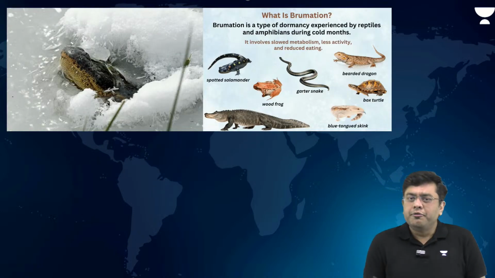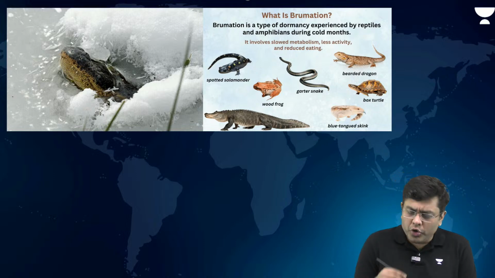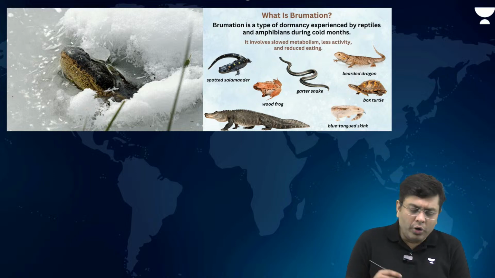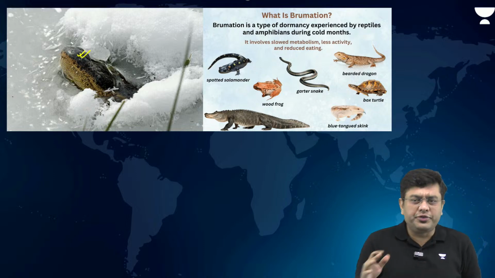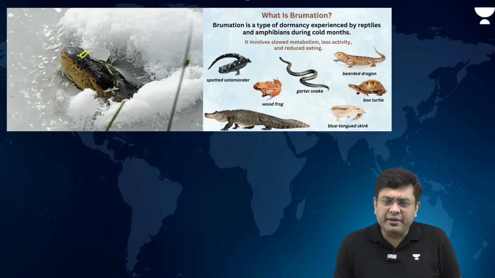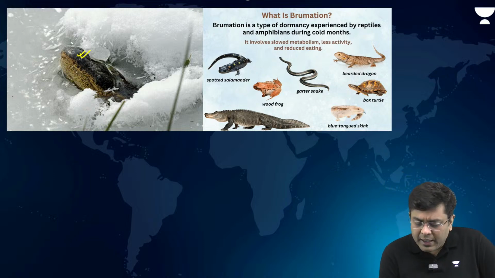Now here, when you take a look at the type of species, most of them will be the cold-blooded species. This is the image that I was talking about. You would have come across these kinds of images very regularly. So here, it is typically carried out by reptiles as well as amphibians.